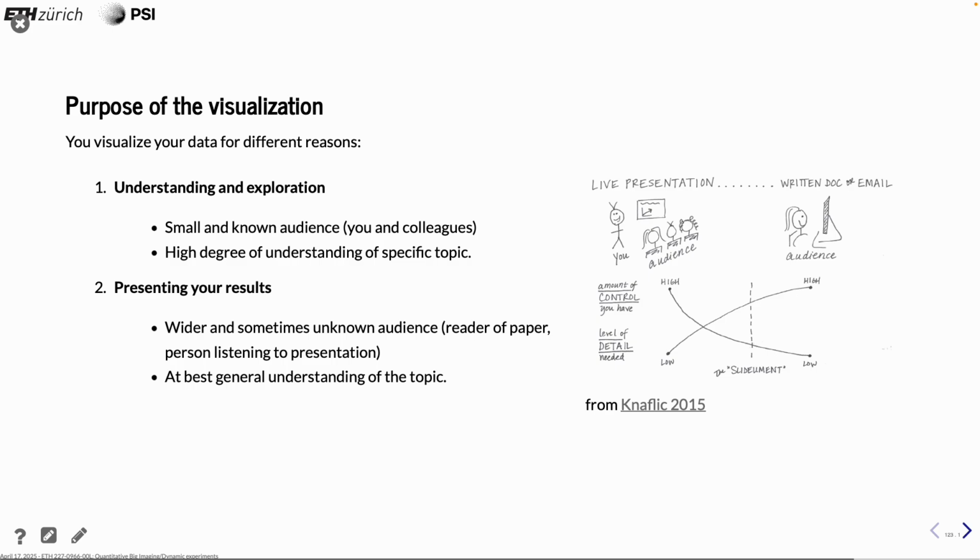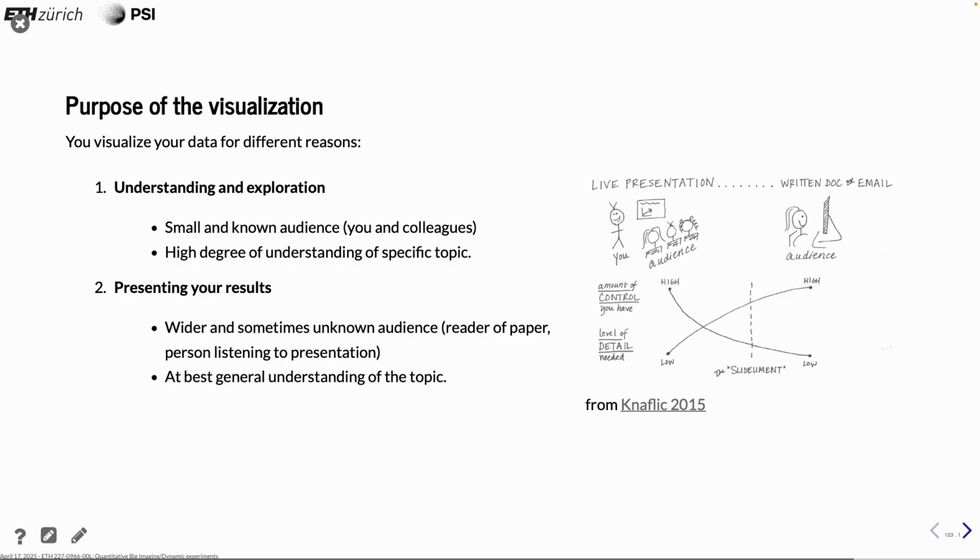So, first of all, looking into the purpose of your visualization, there are two different reasons. One is to understand and explore yourself. Then the audience is very small, very well defined, and the audience also knows pretty well what you're looking at or what the information is.